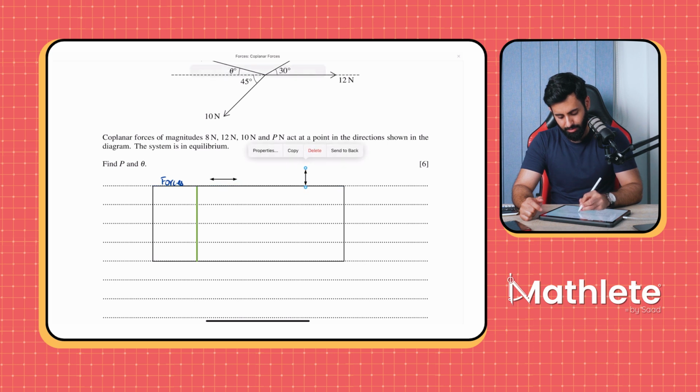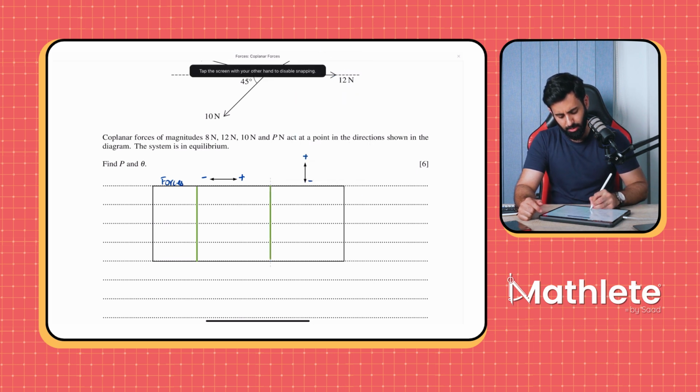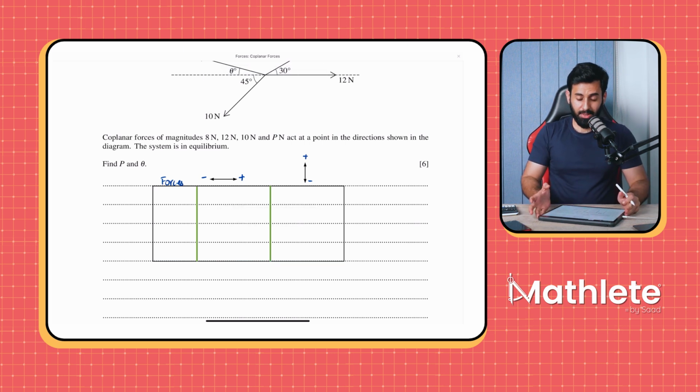And we have another column where we will write down all the forces that are acting vertically. Again, how will we distinguish between up and down? Upwards will be positive, downwards will be negative. Now, what this does is this just makes the whole approach systematic.